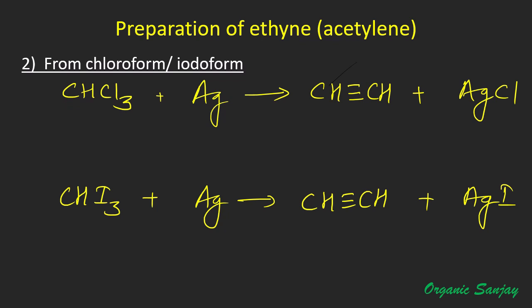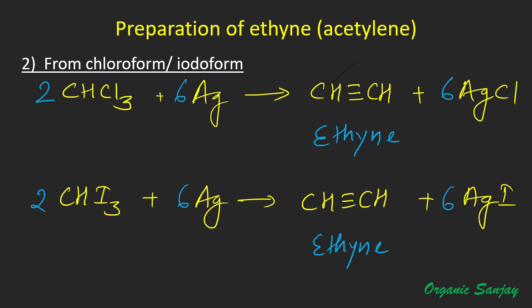Now for balancing, for 2 carbon on the product side, you can put here 2, and for 6 chlorine on the reactant side, you can put here 6 Ag, and 6 AgCl on the product side. So now it is balanced completely. Similarly here also 2, 6, 6. So in this way we can obtain ethyne from chloroform or from iodoform. I hope you understand. Now moving on to the next slide.